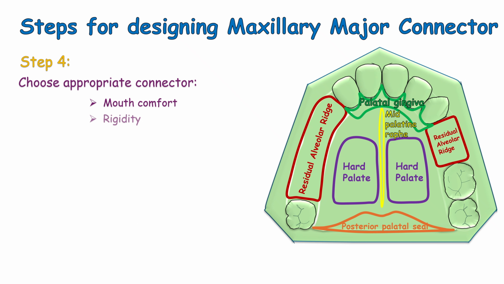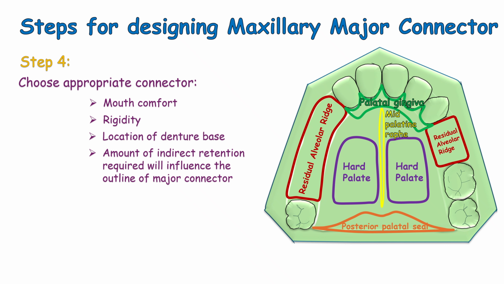Next one is rigidity. A rigid major connector is used for bilateral stress distribution. Then location of the denture. The location of the denture base is based on the area available to place the major connector. The amount of indirect retention required will influence the outline of the major connector.